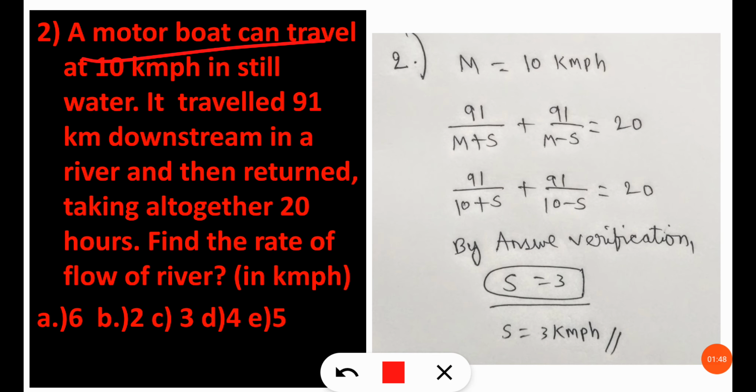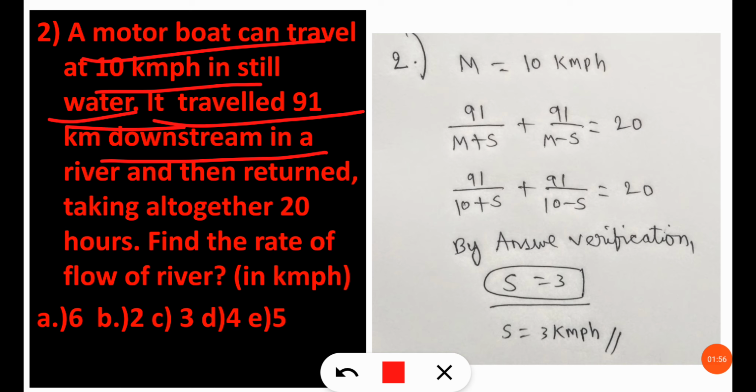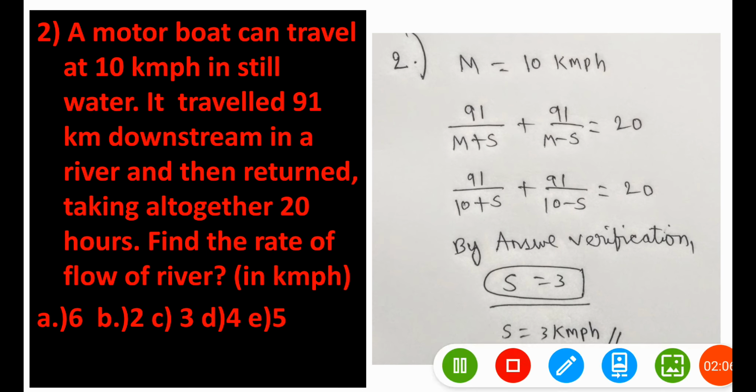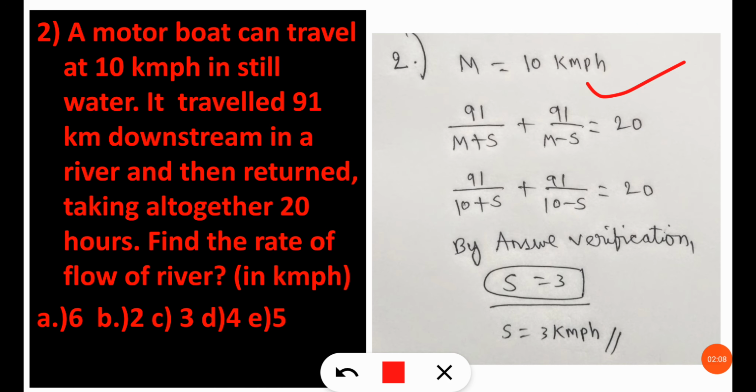A motorboat can travel at 10 kmph in still water. That is, m value is given as 10 kmph. It traveled 91 kilometers downstream in a river and then returned, taking altogether 20 hours. Find the rate of flow of the river. That means m is given as 10 kmph. The total distance it traveled is 91 kilometers.